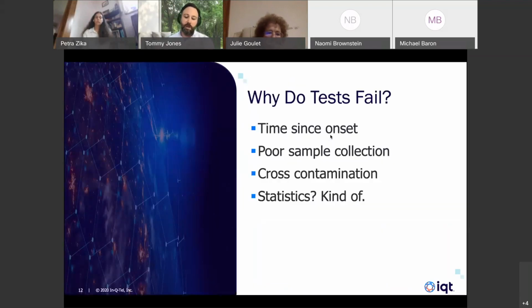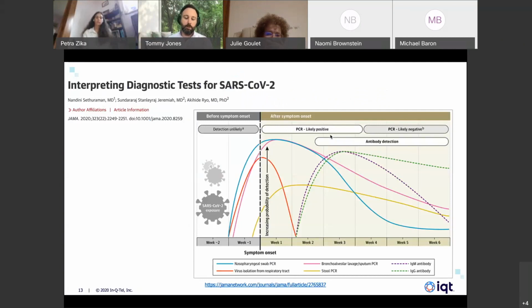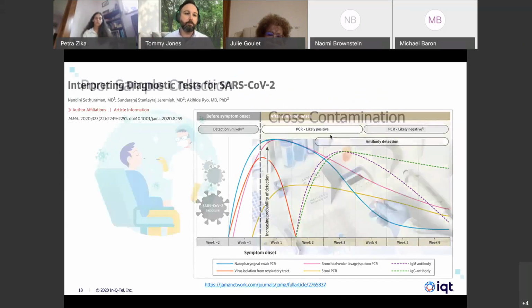Tests can give you false diagnoses for several reasons. I'll go through these in turn. This is a bit of an eye chart, but what it's showing is the likelihood of detection from different testing technology across the cycle of an infection. The bottom line is that a test can give you false negatives if you test too early and the substance that you're trying to detect is too low, or if you test too late and the substance you're trying to detect has decreased within the person's body.